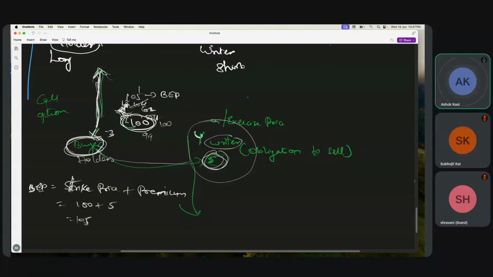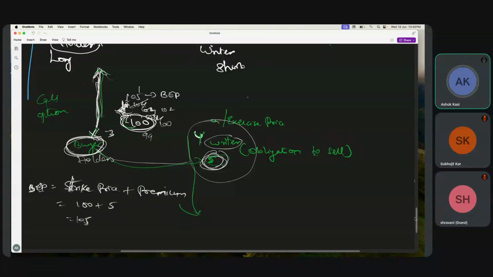Correct? Till 105, he is recovering the loss, right? Yes. If it goes to 102, he's still making a loss only. Net loss: 2 rupees profit, 5 rupees he paid. So net is what? -3. Yes. So after 105 only, he is going to get profits.